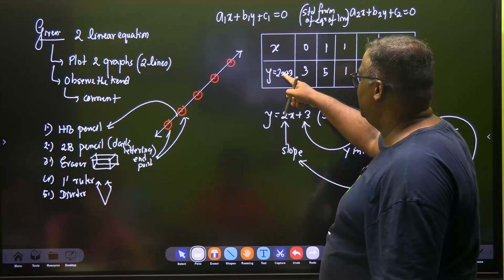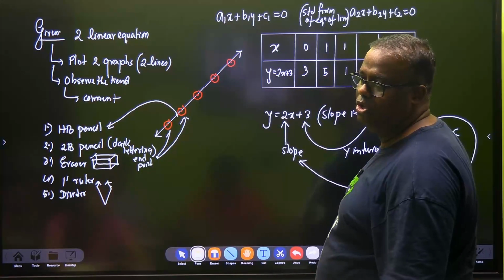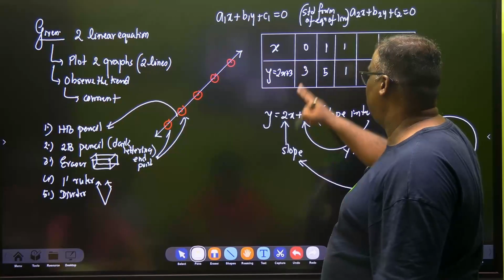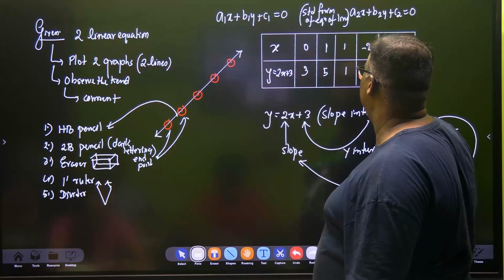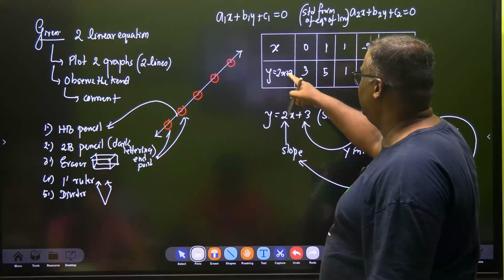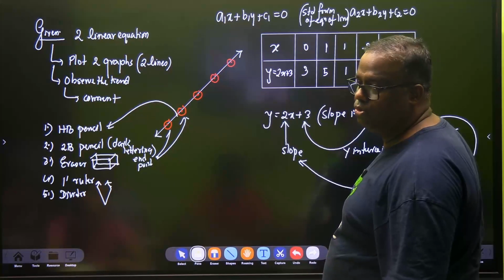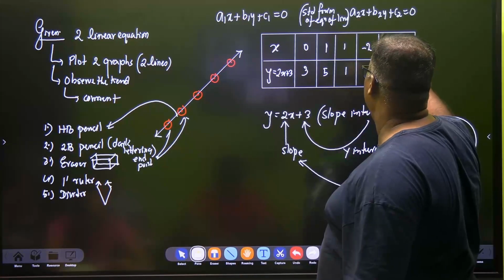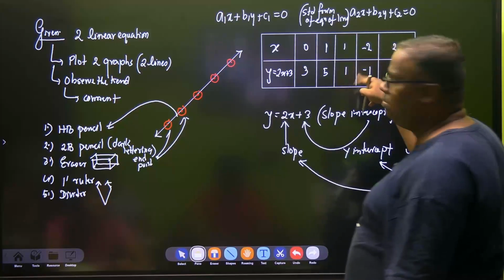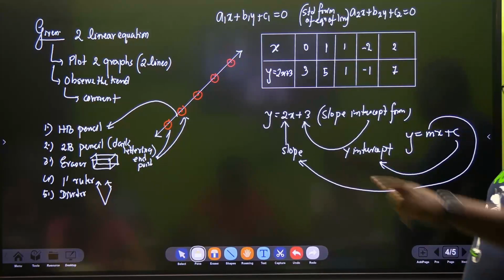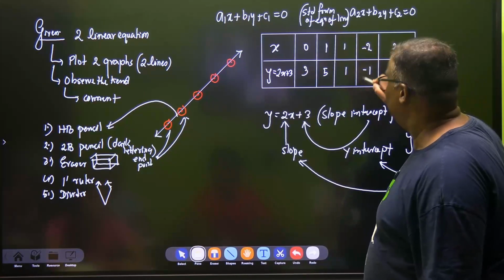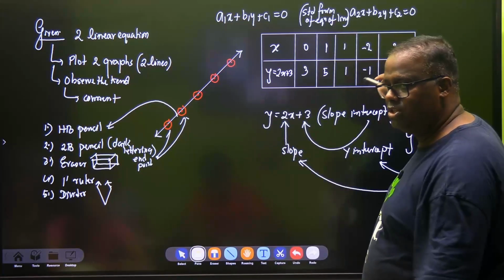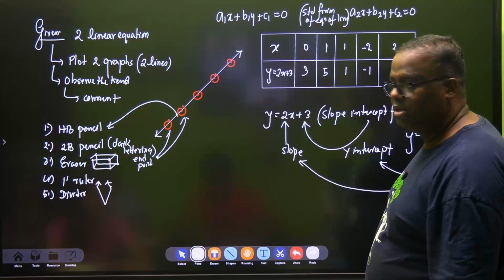Then let's take this as -2. 2 into -2, -4. -4 plus 3, -1. So -2, -1. And if I take this as 2, 2 into 2, 4. 4 plus 3, 7. You'll remember these? Each of you remember 1 point, because I'll change the screen. -1, 1, -2, -1. You remember -2, -1. Which one?